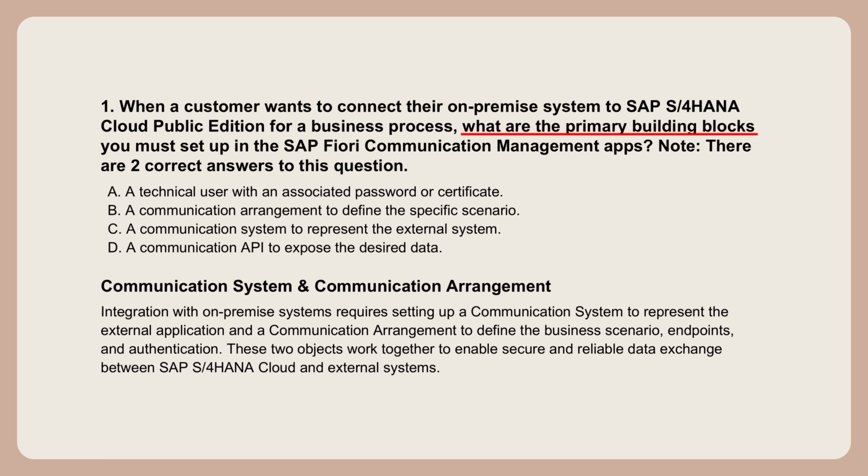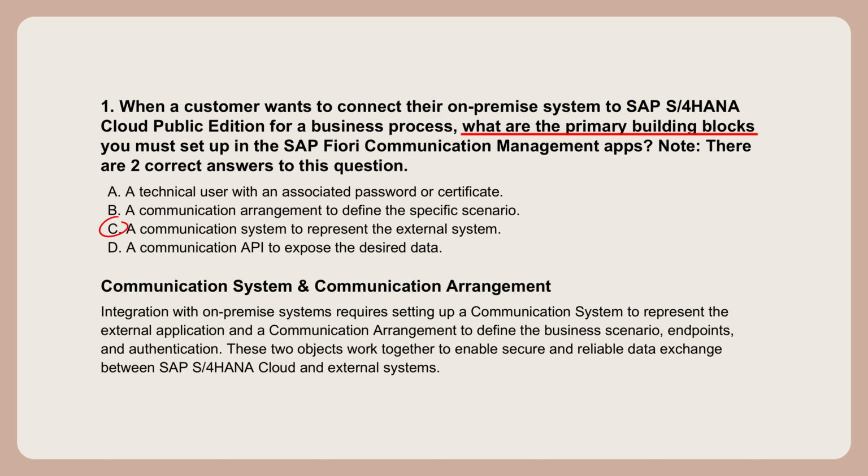Well, the first one is the communication system. Think of the external system needing a passport to cross the border into S/4HANA Cloud. Okay. The communication system is that passport. It's the internal record representing that external system. It holds the technical details, the host name, the URL, and crucially, the authentication method. You know, like a technical user ID, password, maybe a certificate. So it establishes the who and where securely. Exactly. It builds that technical trust.